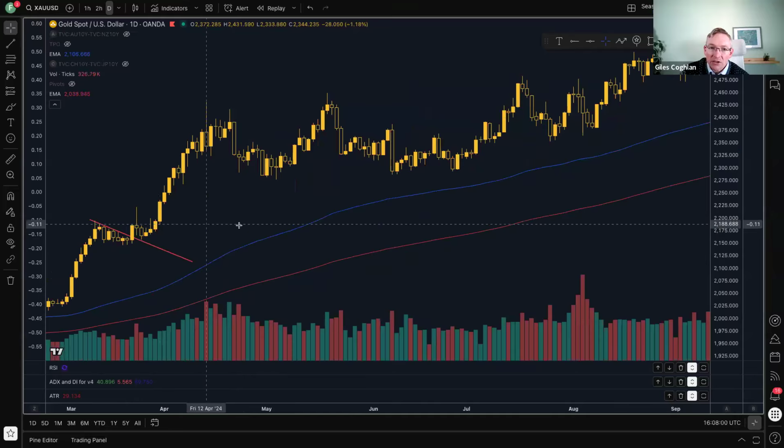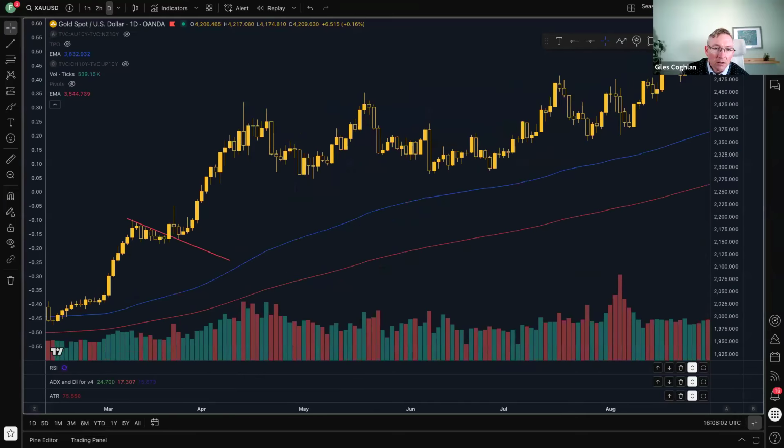Do you see how price, so you've got one touch, two touch, that's a legitimate trend line. And you see how price breaks out. And when price breaks out, you can see that it just moves very, very fast to the upside.